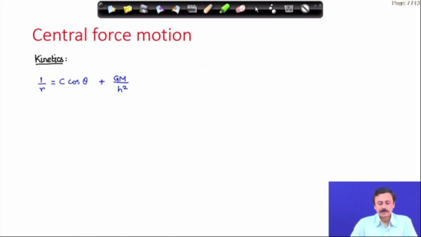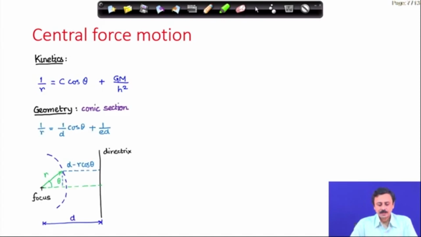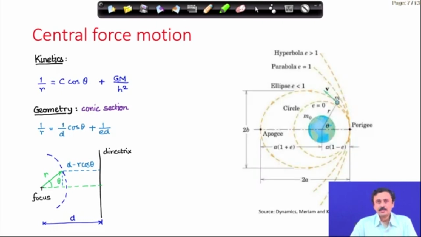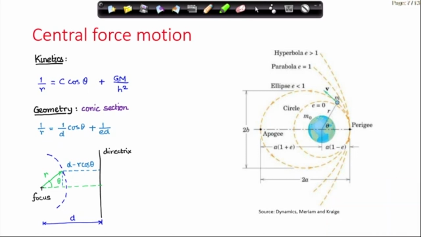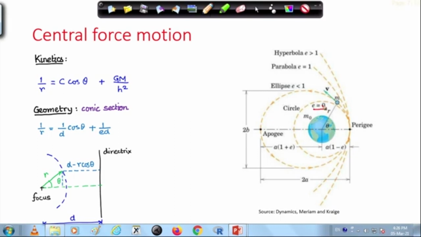Now, let us look again at this solution that we arrived at from the kinetics and from the geometry. Once again I have written these two solutions. This figure, which is taken from the book of Merriam and Craig, puts together all kinds of possibilities. For example, we had started with a circular solution for E equal to 0. This is that solution for E equal to 0, it is a circle. It maintains a constant radius with earth as the center.